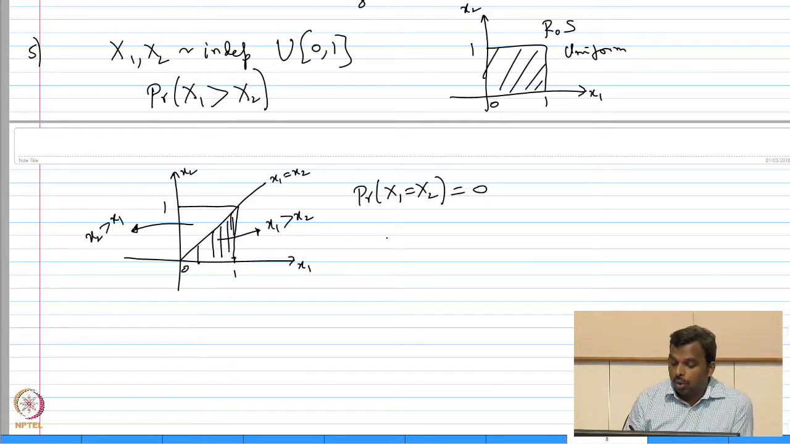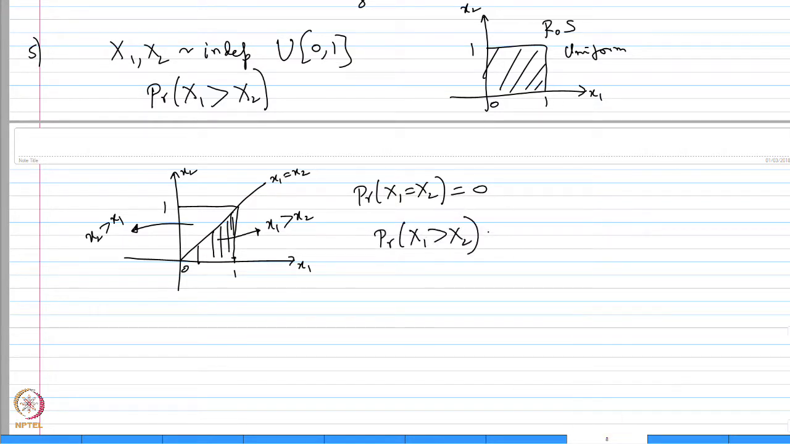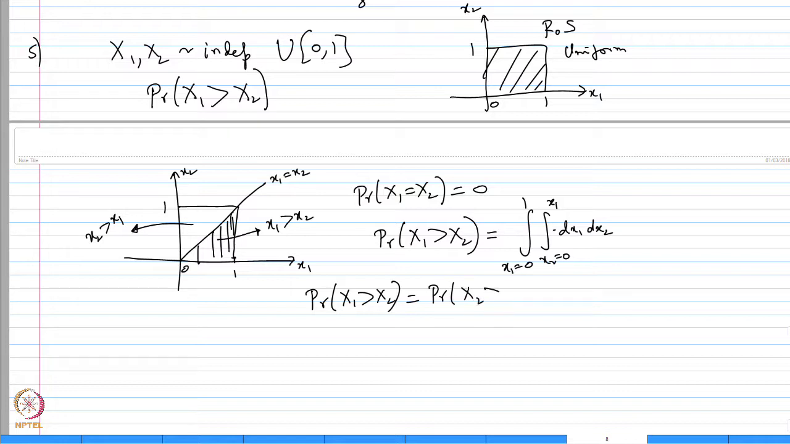If you want the probability of x1 greater than x2, one method is to do a double integral. Go x1 from 0 to 1, x2 from 0 to x1, and do the integral. You will get an answer. I'm not saying this is very hard, you can do this quite quickly. But you can also observe that the probability of x1 greater than x2 has to be equal to the probability that x2 is greater than x1. This is where the symmetry comes in.